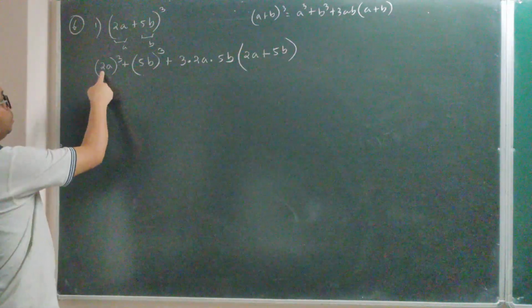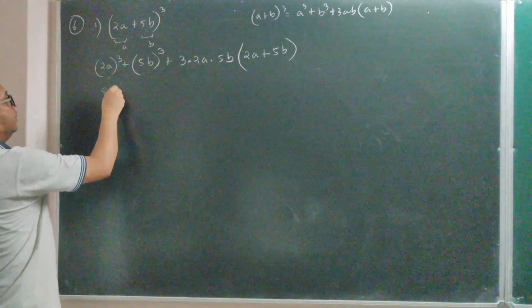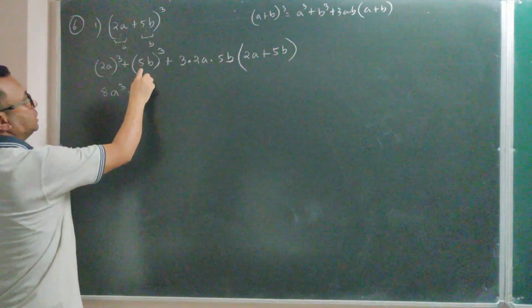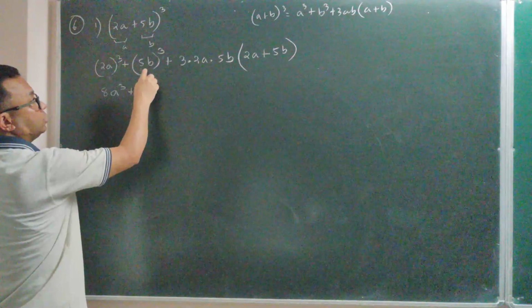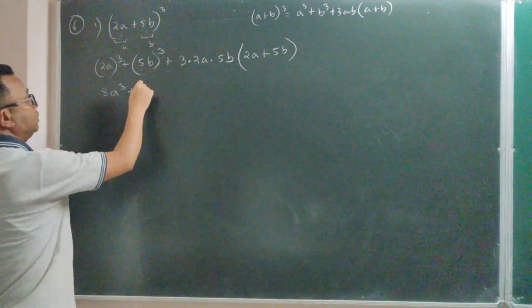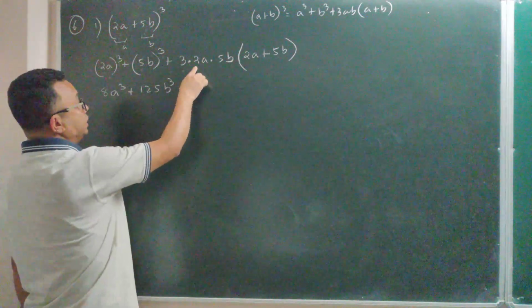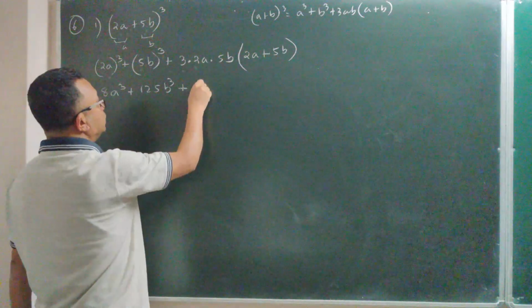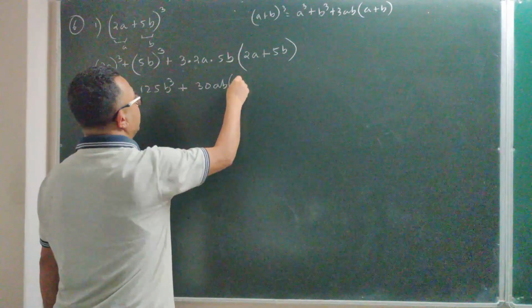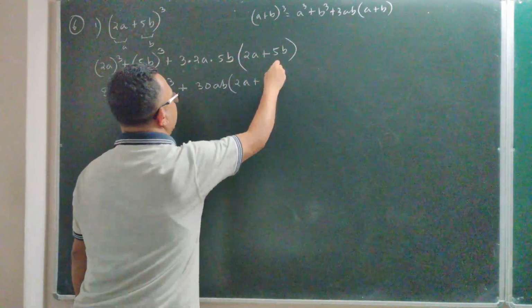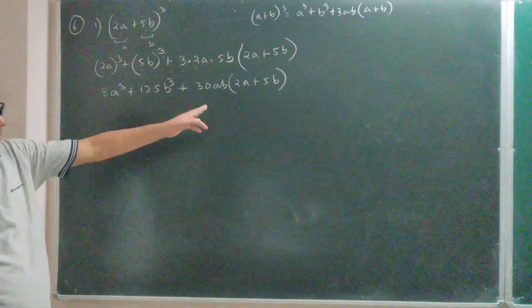So this cube is for both, so 2 cube is 8a cube, plus similarly this is 5, and this cube is for 5 as well as b, so 5 cube, 5 into 5 into 5 is 125b cube, plus this is 3 into 2 is 6, 6 5s are 30, so this is 30ab, and inside you have 2a plus 5b. So still I have a bracket. Now that bracket also I will split now.